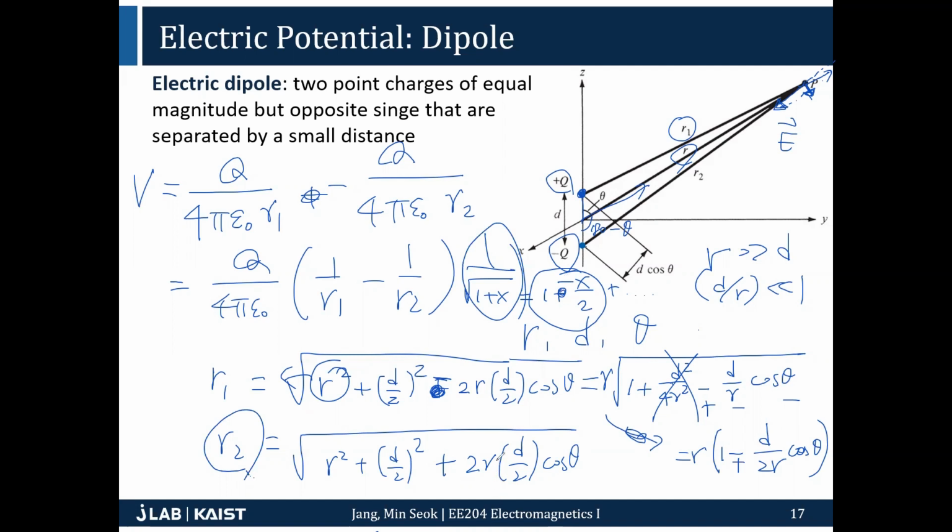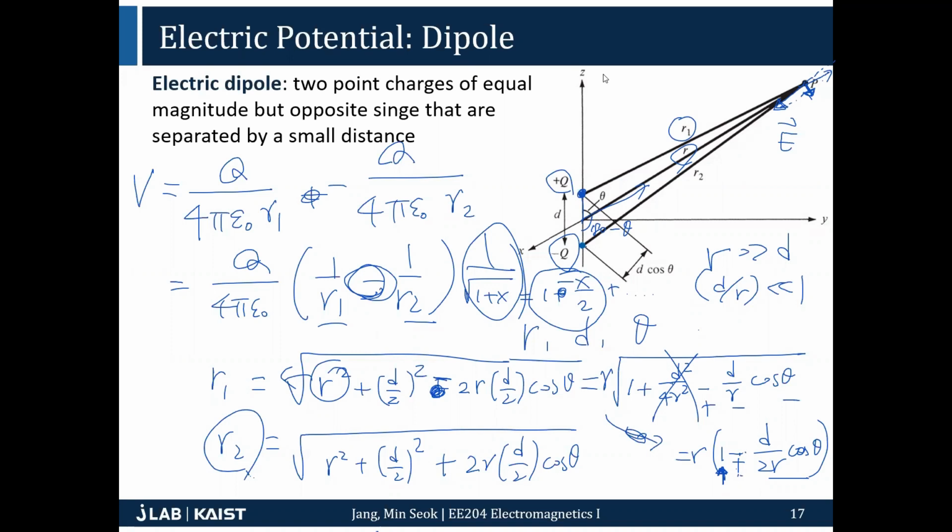So if you do the expansion, you realize that the lowest order term, the 0th order term, has the same sign for both R1 and R2. So if you take the minus, this term goes away. The lowest order term goes away. And the first order term has a different sign, so if you take a minus sign, it actually adds up, right? So the first order term survives.